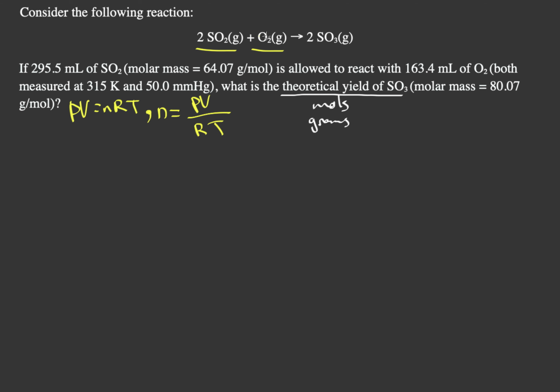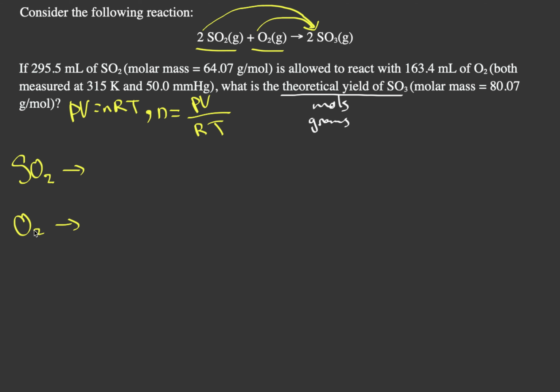And then after we figure out how many moles we have, we look at our ratio to our products and figure out how many moles of our reactant produce how many moles of our product. And then the lowest amount will be our limiting reactant. So let's get started. You have SO2 and we have O2. So let's start off with SO2.